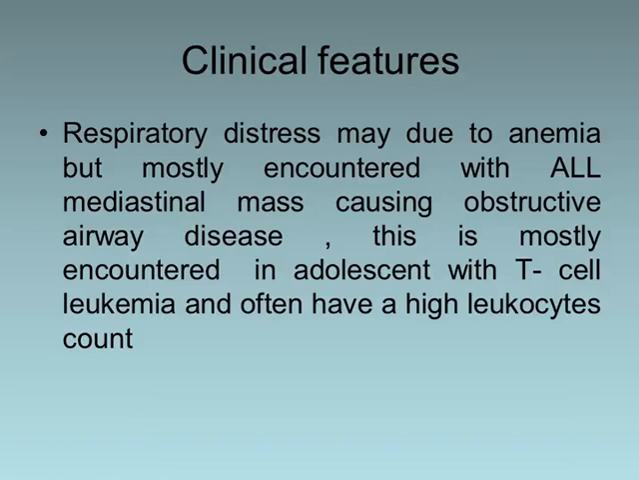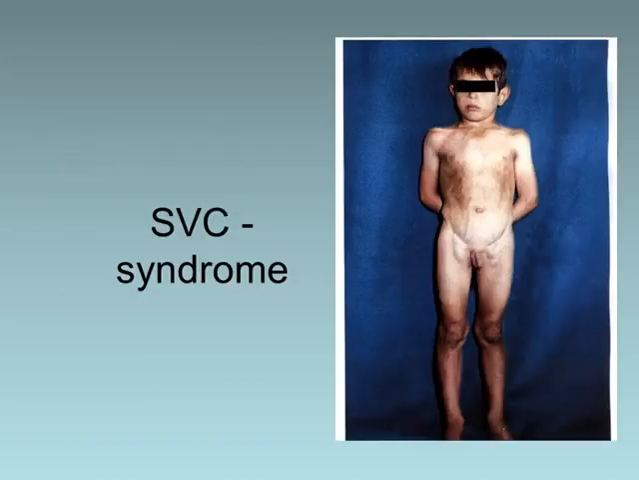There may be respiratory distress due to anemia or because of a mediastinal mass causing airway obstruction, and this is mainly encountered in adolescents with T-cell leukemia who have a high white cell count. This is a picture of a child with ALL having a mediastinal mass causing superior vena cava obstruction.